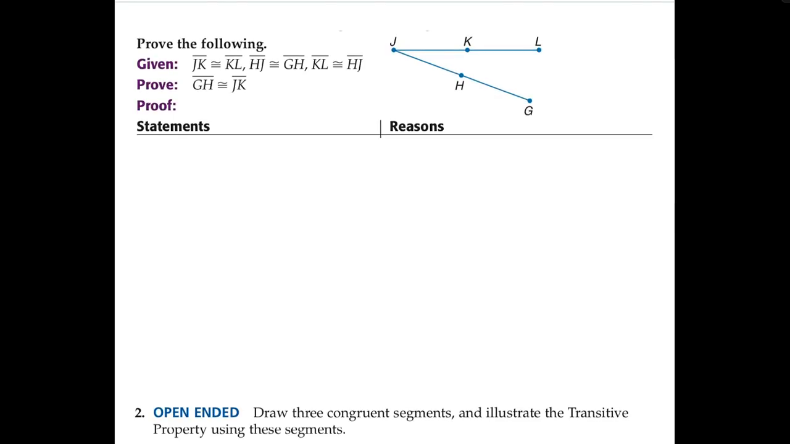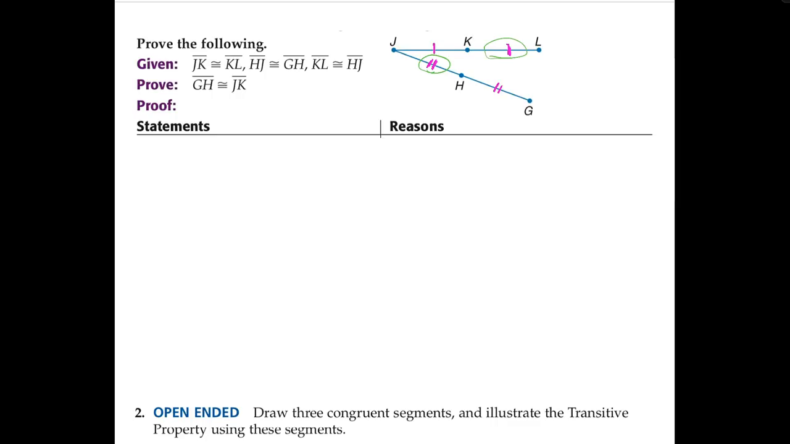All right, so prove the following. So we're given JK is the same as KL. We're given that HG, so I have to use a different number of slashes now, is congruent to GH. And then you're also given that, I'm just going to use kind of a different pencil here, KL is the same as HJ. So it's the same as this. Okay? So what we want to show is that those two are the same.